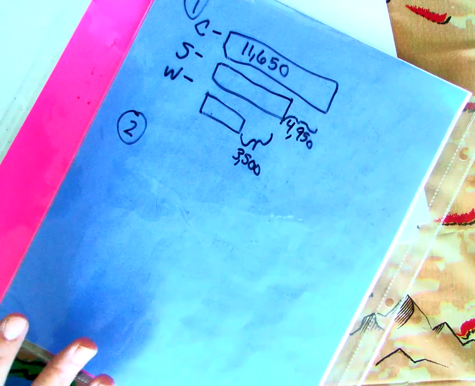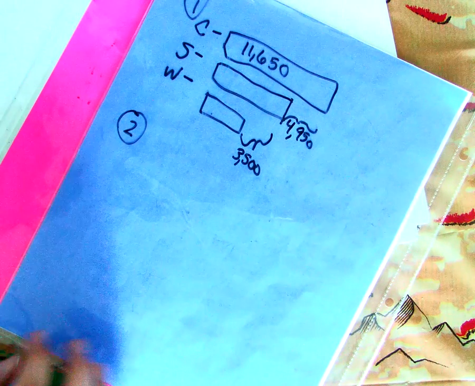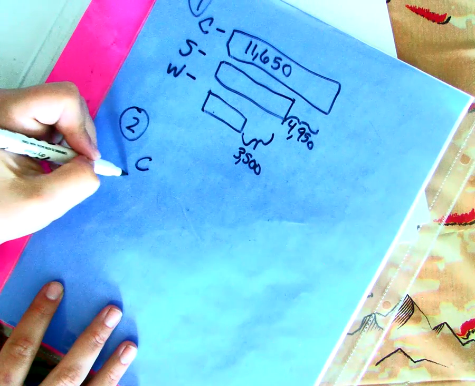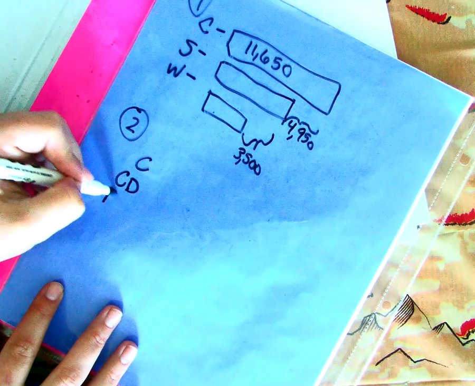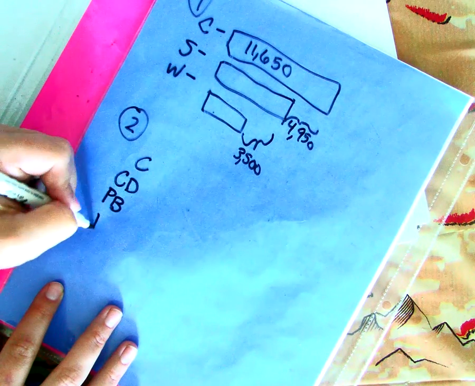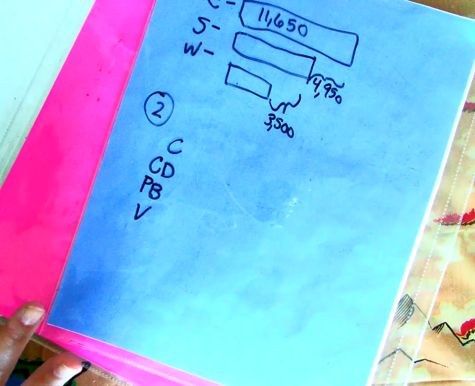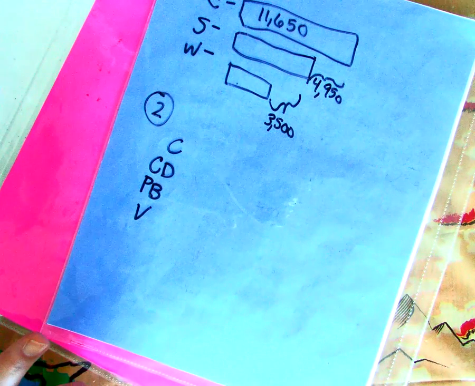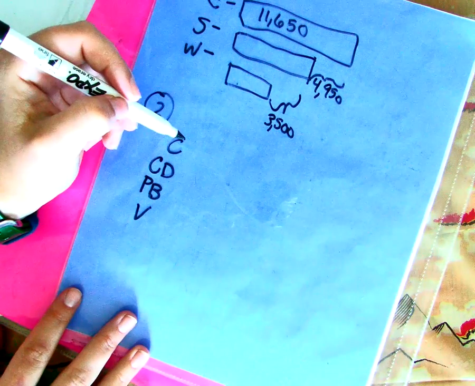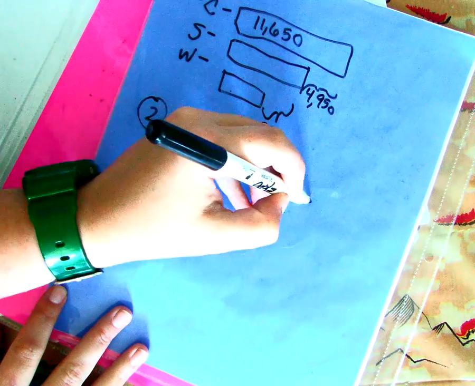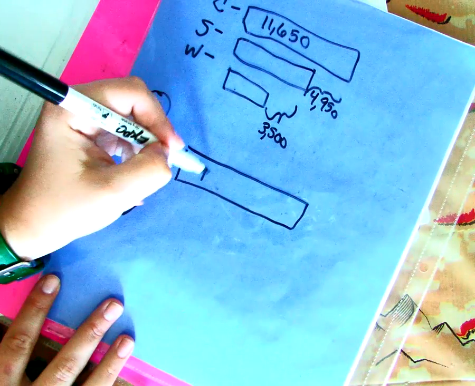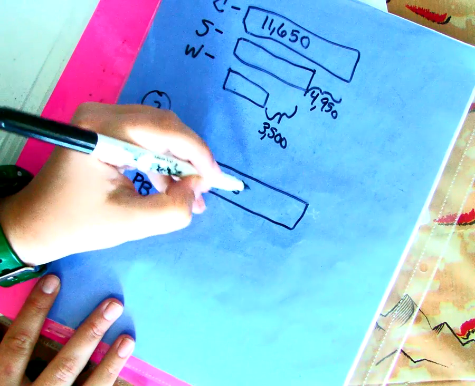The second problem, there are 4 different flavors of ice cream cones. There's chocolate, cookie dough, peanut butter, and vanilla. And I'll set this problem up the same way I set the first one. It says that the shop sold 12,789 chocolate.